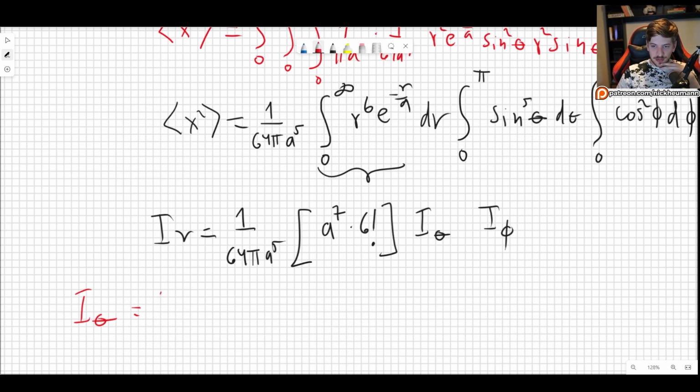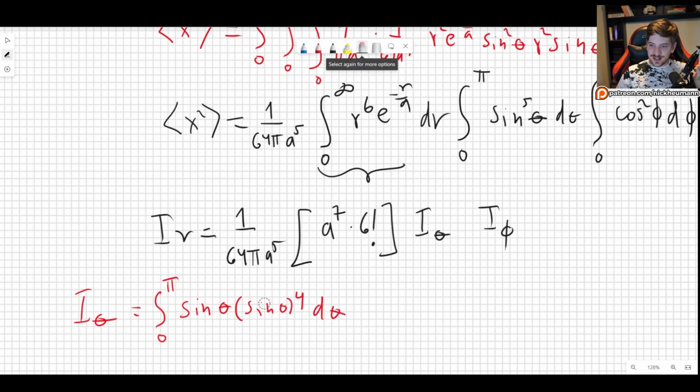I will show you how to calculate this manually in case you don't know that formula that I proved in the other video. I will put it in the description if you want to check it out. So this goes from 0 to pi, and then we have sine theta, and we separate this, right? Sine theta times sine to the 4th, so sine theta to the 4th, d theta. But we can write this as sine squared squared.